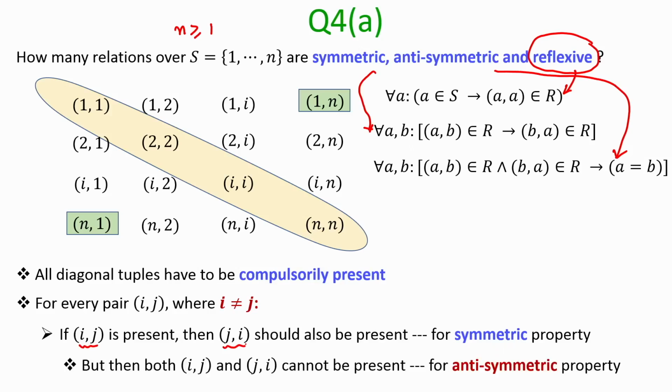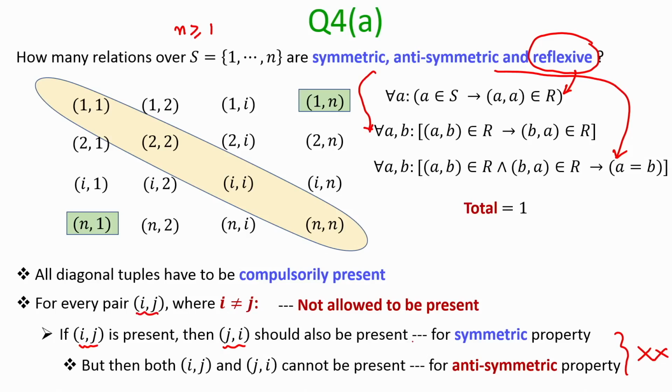But as soon as I include (i, j) and (j, i) in my relation, it will violate the requirement of an antisymmetric relation, because an antisymmetric relation says that if i and j are different, then both (i, j) and (j, i) cannot be present in the relation. So, these two conditions cannot occur simultaneously. That means, if I have ordered pairs of the form (i, j), where i is different from j, I am not allowed to include such ordered pairs, because that will violate the requirement of symmetric and simultaneously antisymmetric property.